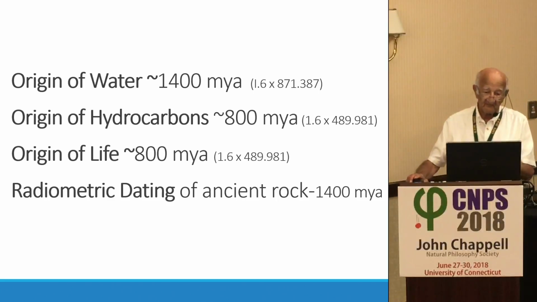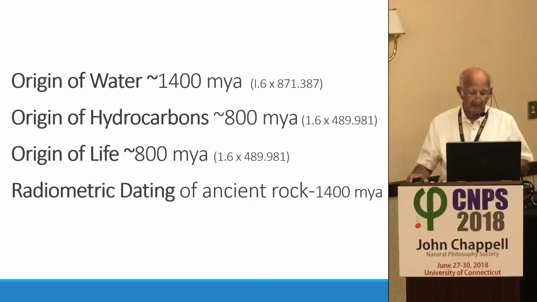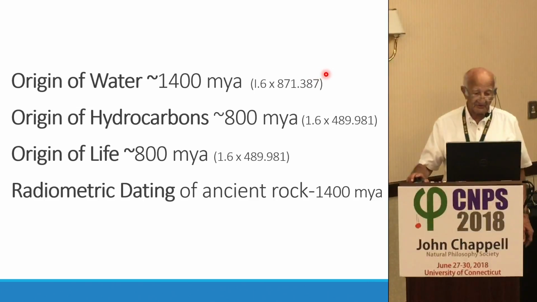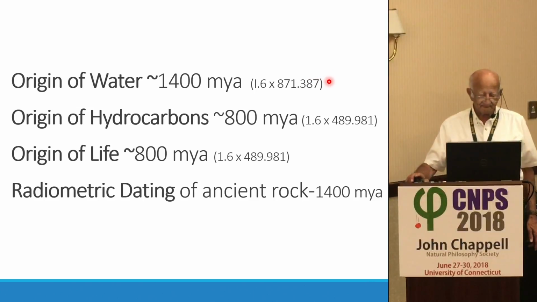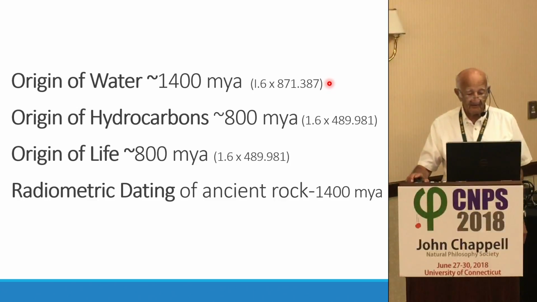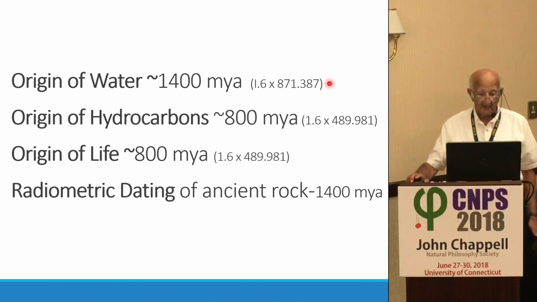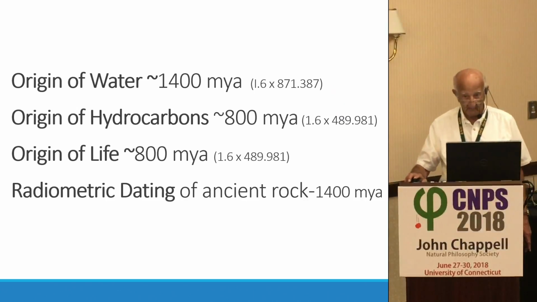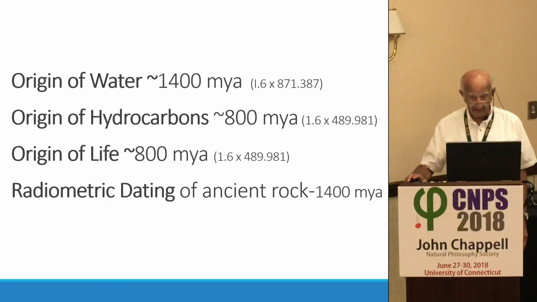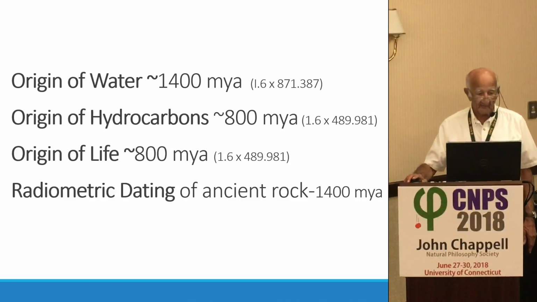The first ionization energy of oxygen was 871.38, and when you multiply that by 1.6, you get around 1.4 million years ago. That was the first water.